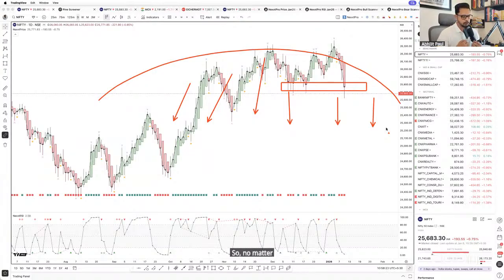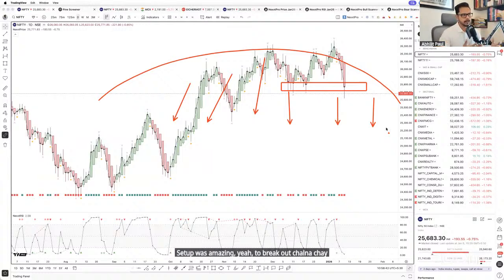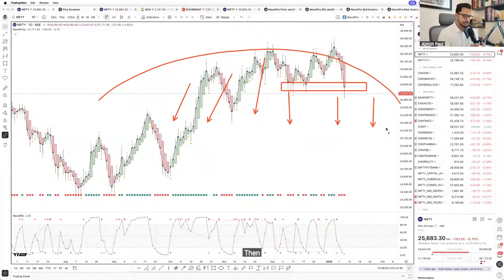So no matter what degree of research I do for my sector and my stock, if it is aligned with the Nifty, then my probability is better. I'm sure if you have traded long enough, you have noticed that the sector setup had no strength because the whole market was weak. The setup was amazing, this breakout should work, but the market is not moving, so the breakout will fail, meaning a high chance of failure. Nothing is guaranteed.